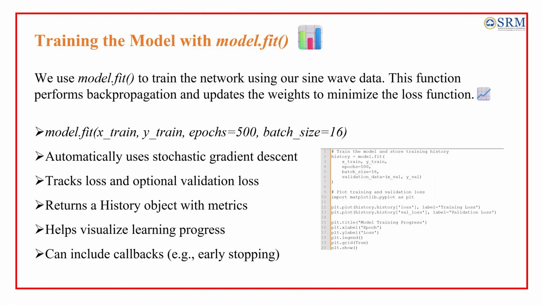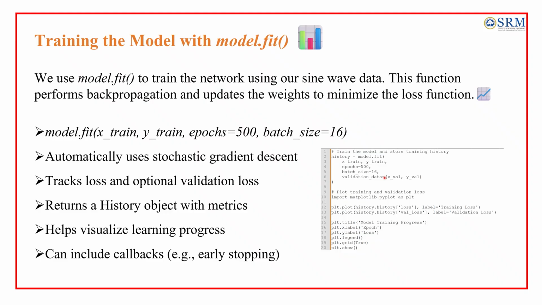So, training with model.fit: the core command that makes training simple. Keras takes care of forward passes, calculating losses, backpropagation, and weight updates. It also records training progress into a history object. You can later plot the loss curve, which we saw in the previous slide. You can also add callbacks like early stopping, which halts the training if validation loss stops improving.